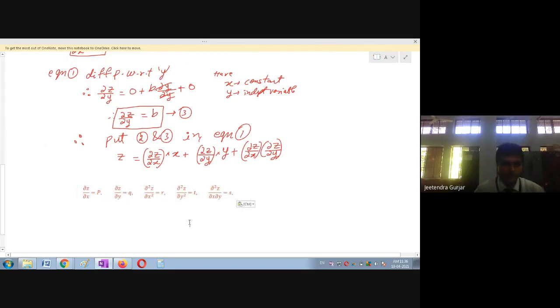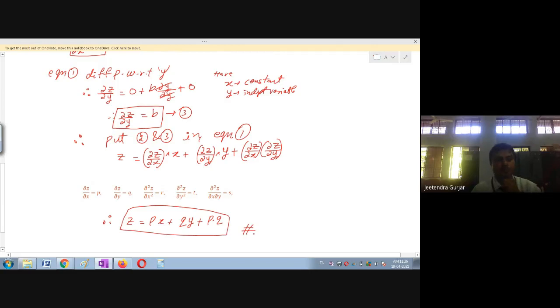Okay, so therefore using this, we get z is equal to, dou z upon dou x is p, this is small p, so please make the correction. So this is small p x plus dou z upon dou y is q, so this is q y plus p into q. So therefore this is our solution.